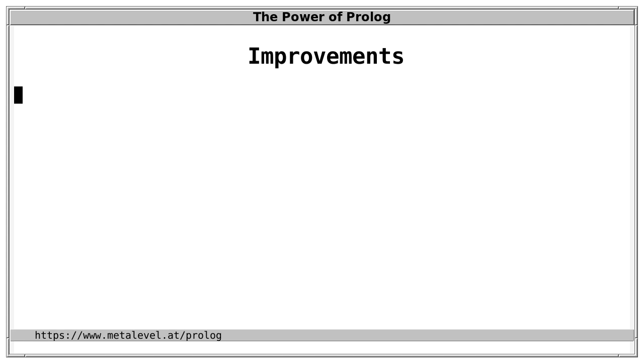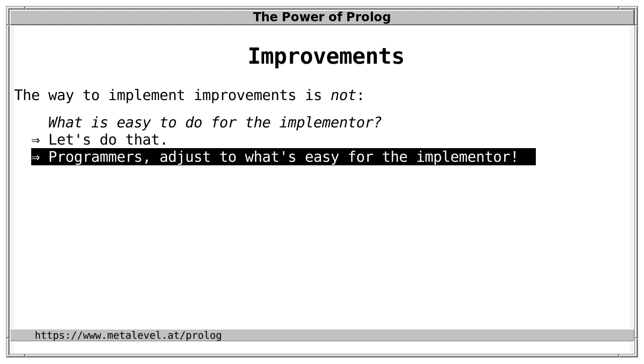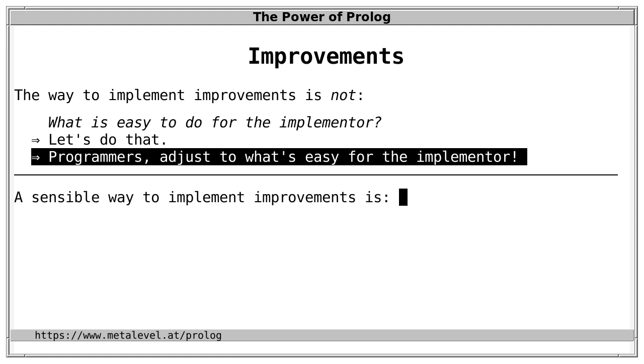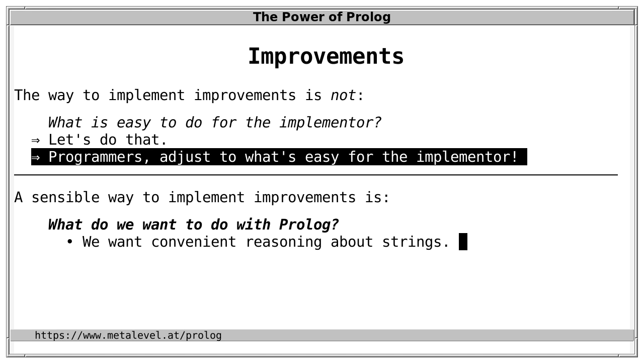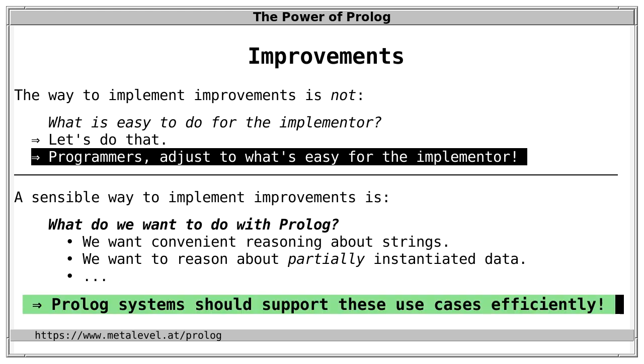And as an aside, the way to implement improvements in Prolog systems is not to ask what is easy for the implementer and then require Prolog application programmers to cater to the whim of the implementer. Rather, a sensible way to implement improvements is to first ask, what do we actually want to do with Prolog? For example, we want to use Prolog for convenient reasoning about strings. We want to reason about partially instantiated data, and so on. And Prolog systems should support these use cases efficiently. And these use cases should guide implementers.